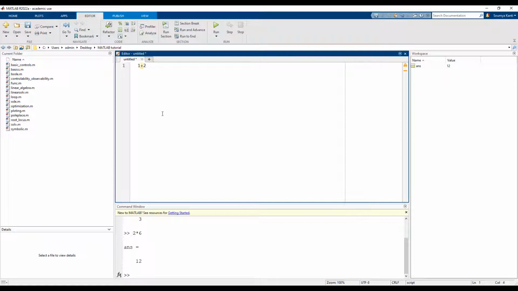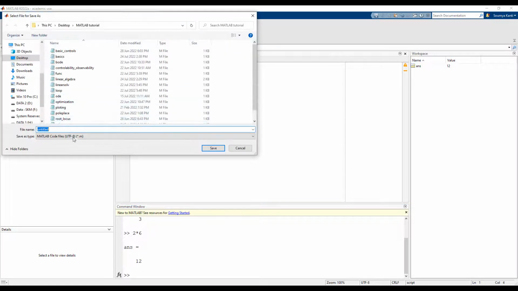But remember, we need to save this file before we can run it. To save it, you can see there's a save button. I'll press this and I need to give it a name. The name can be anything, but it can't have any spaces and it can't start with a numeric value. I'll just give it the name test for the time being.